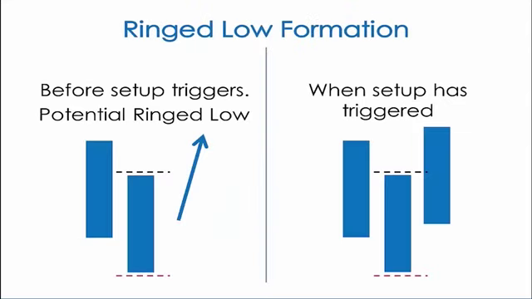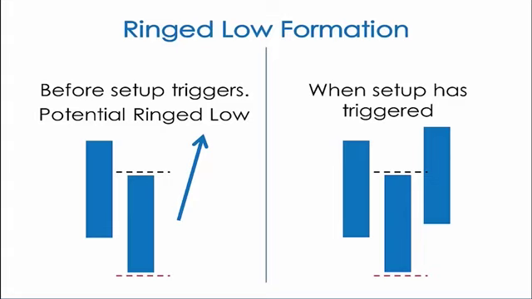Now, there's actually 4 patterns. The 4 patterns are called ringed lows, ringed highs, low test bars, and high test bars. The first one we're looking at is called a ringed low formation. Now, it's important to note that this ringed low formation is what we call a multi-bar pattern. Basically, multiple bars are used to create the pattern. It's not too complex. Now, there's 2 different stages of these.